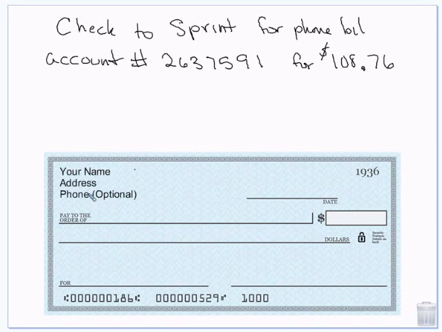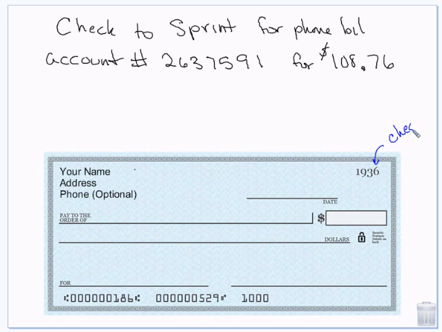Your name and address will always appear in this top corner. Some people choose to have their phone number printed on there. Some people don't. Some people choose to have their driver's license number put on there or whatever. This is kind of what you decide goes on the check, other than your name.